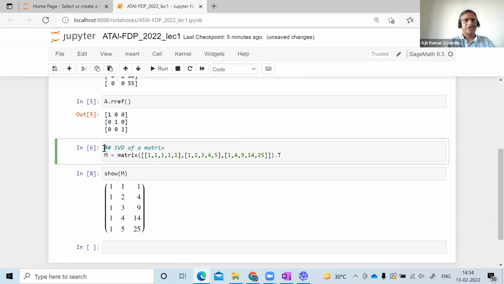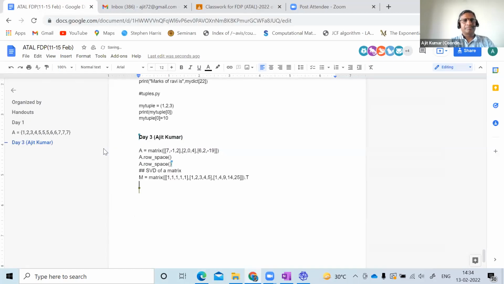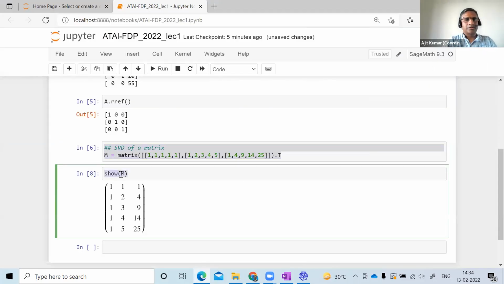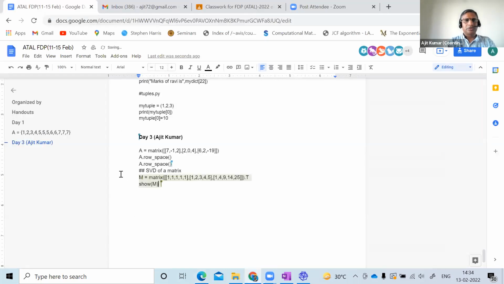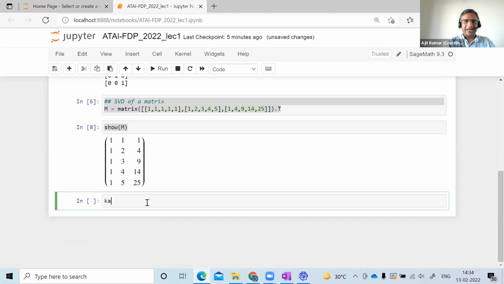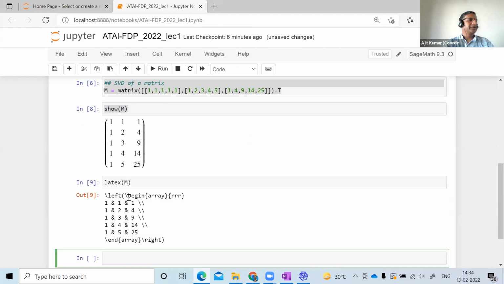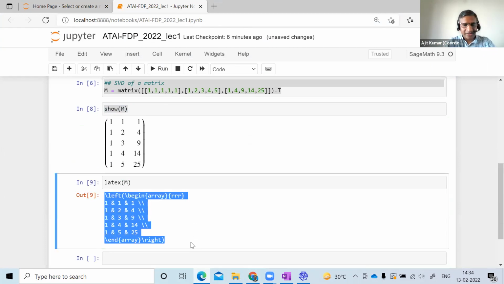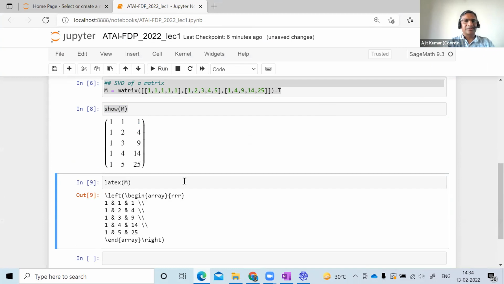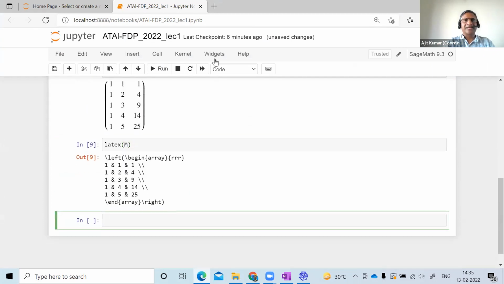Let me just type it in the Google Sheet. Show M actually shows it in pretty print form. It uses LaTeX. In fact, we can generate the LaTeX command for this. If I say latex M, it will give me the LaTeX command. Now this I can copy and paste. Let us make this particular cell markdown.